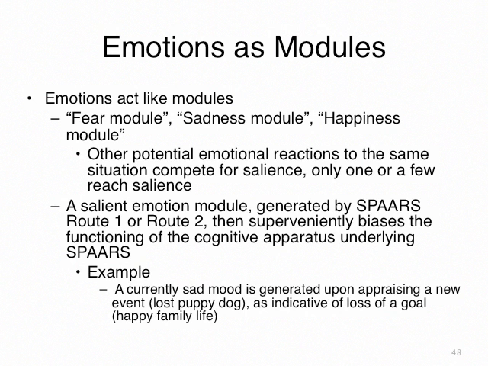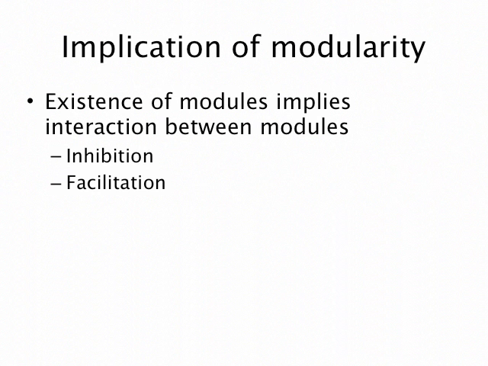So that's inhibition, and you can see how inhibition could be adaptive a lot of the time. But you can probably also think of examples where inhibition between emotion modules could be maladaptive, and you can also see your book for examples of that.